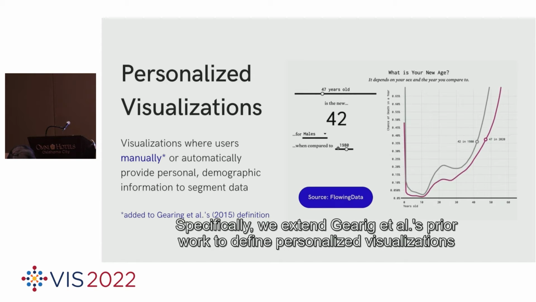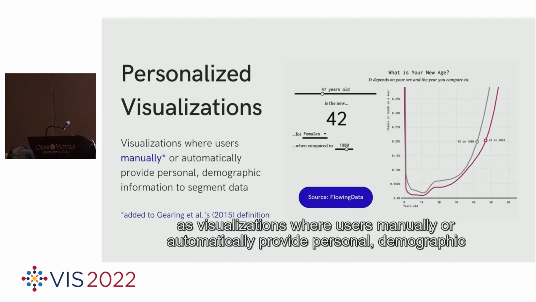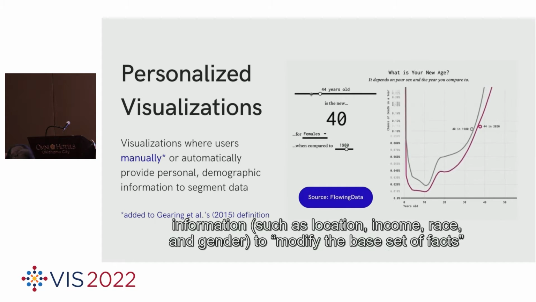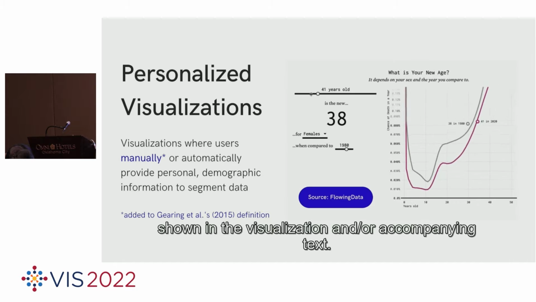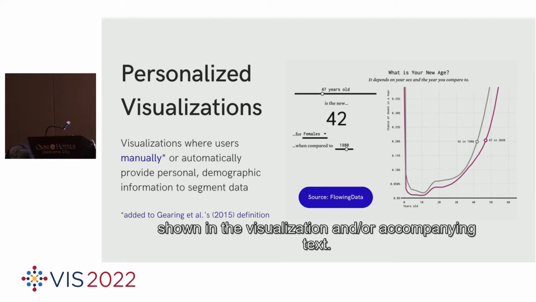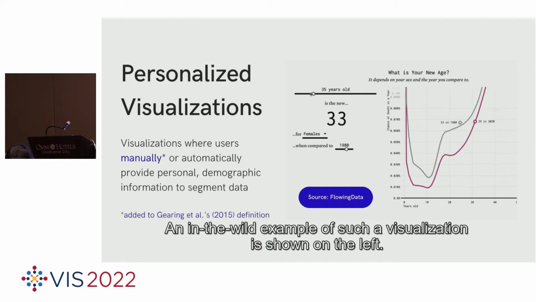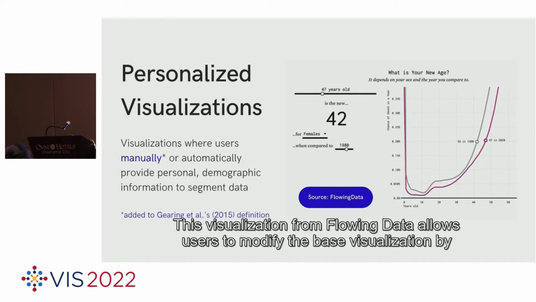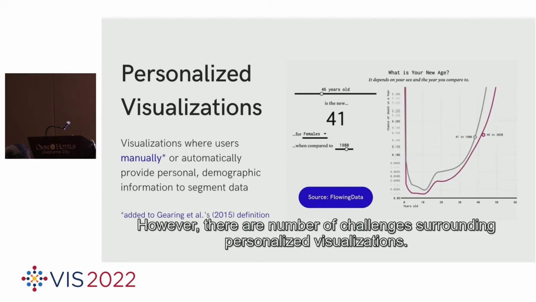Specifically, we extend Gearing et al.'s prior work to define personalized visualizations as visualizations where users manually or automatically provide personal demographic information, such as location, income, race, and gender, to modify the base set of facts shown in the visualization and/or accompanying text. An in-the-wild example of such a visualization is shown on the left. This visualization from FlowingData allows users to modify the base visualization by entering their age and biological sex.